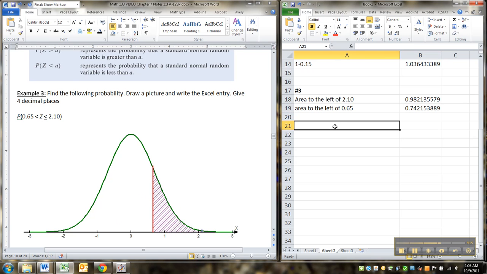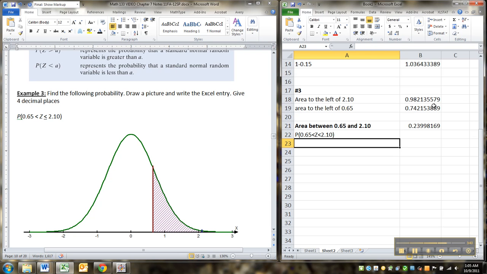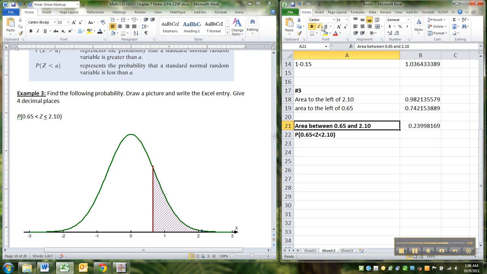So how can I find just the shaded one? Well, the shaded area between 0.65 and 2.10 is equal to this minus this, right? The larger probability minus the smaller probability. And notice that's the same thing as the probability of 0.65 is less than z, which is less than 2.10. When you're writing this probability, you're writing the same thing as this area. They're one and the same. And both of them make 0.23998, which if you were going to round to 4 decimal places would be 0.2400, right?